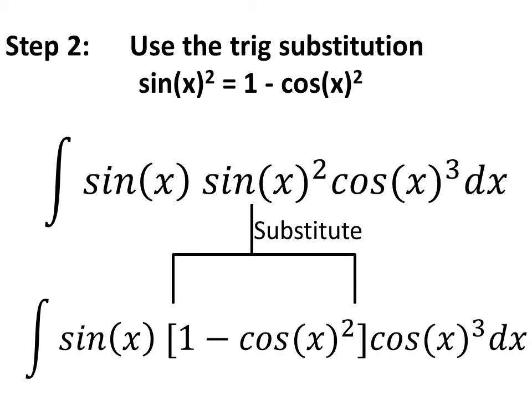For step 2, using the trig identity, sine squared is equal to 1 minus cosine squared, I'm going to substitute the sine x squared with what you see in the brackets below, 1 minus cosine squared. Again, these problems take a little finesse, a little patience, but through practice you'll be able to get it.